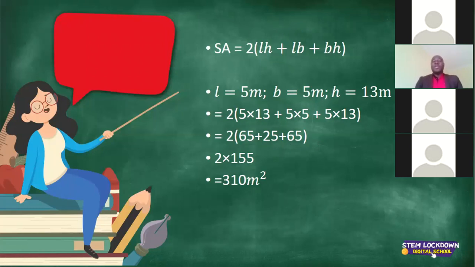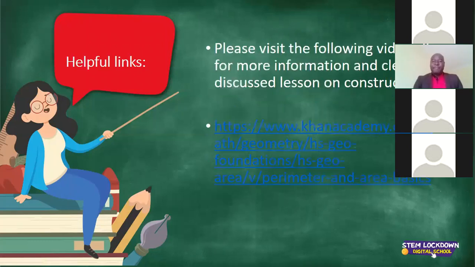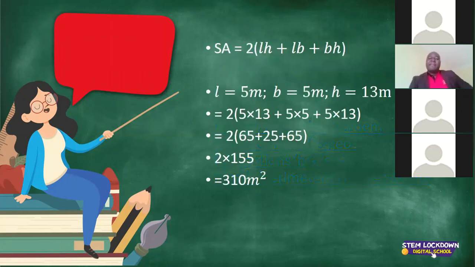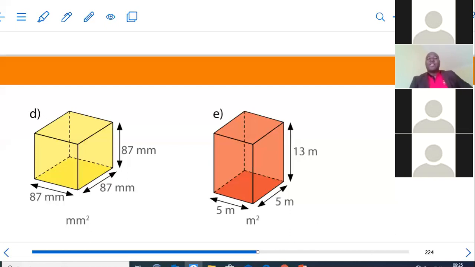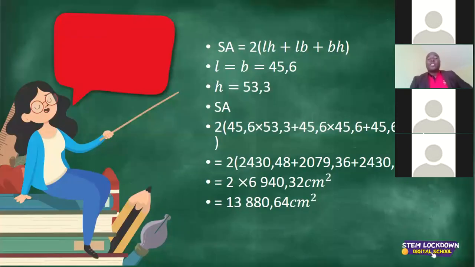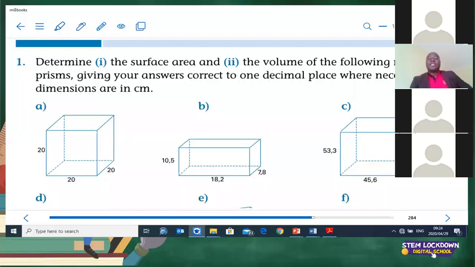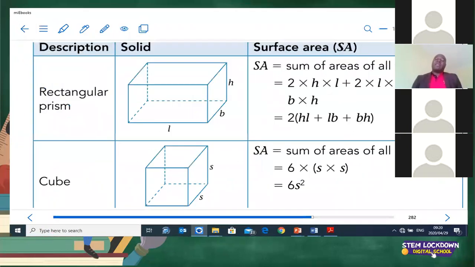And that will be your surface area for the rectangular prism. This actually brings us to the end of our lesson. But just to recap once again, on the surface area, it's very important to know that the formula for the surface area can be derived by yourself. And how can you derive it?